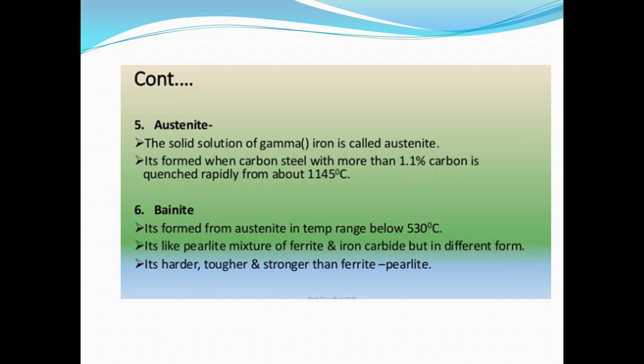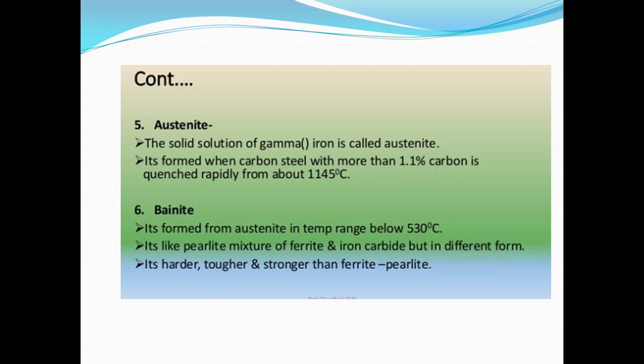The fifth one is austenite. The solid solution of gamma iron we can call austenite. Normally we get austenite from carbon steel with more than 1.1% carbon. When we heat carbon steel to 1145 degrees centigrade, above the critical temperature, and suddenly cool it down, we get this kind of austenite material.